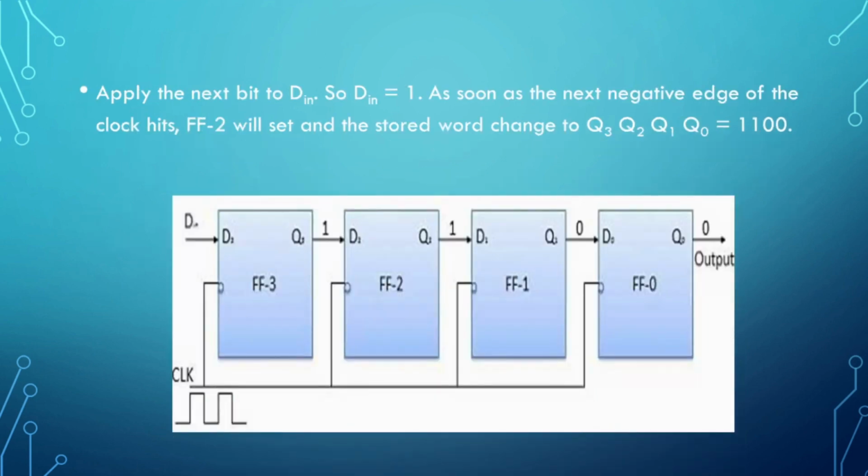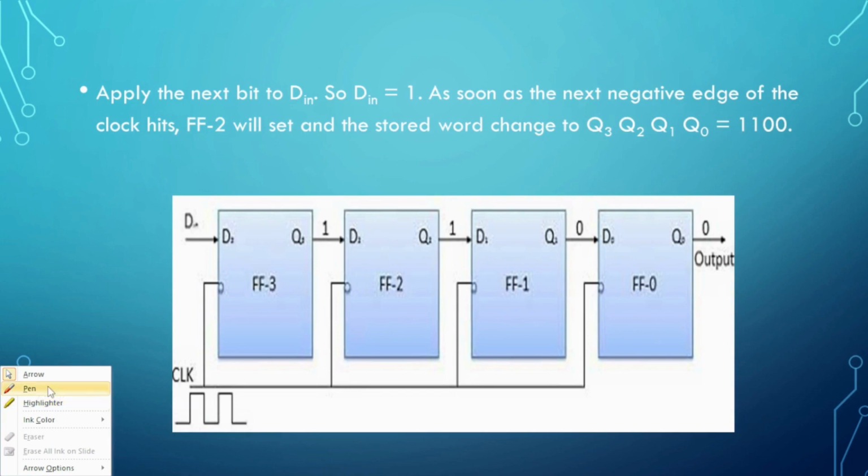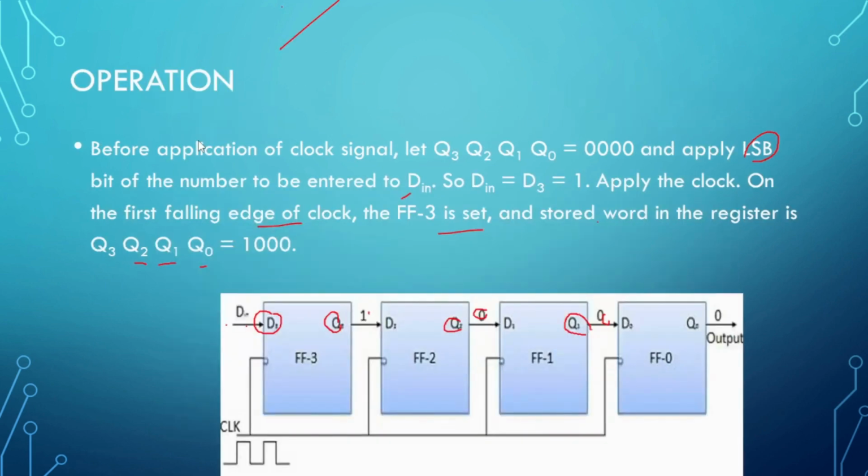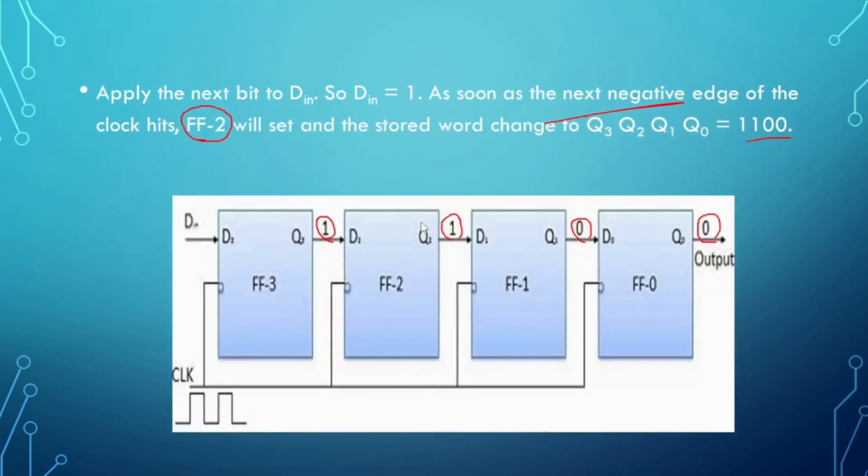Afterwards, a similar procedure is followed to give an input and get the output. So this is 1. Afterwards, Q2 is 1, and Q1 and Q0 will be 0. The clock pulse is activated with the negative edge, and the next time flip-flop 2 will be in set condition. Before that, flip-flop 3 was in set condition.